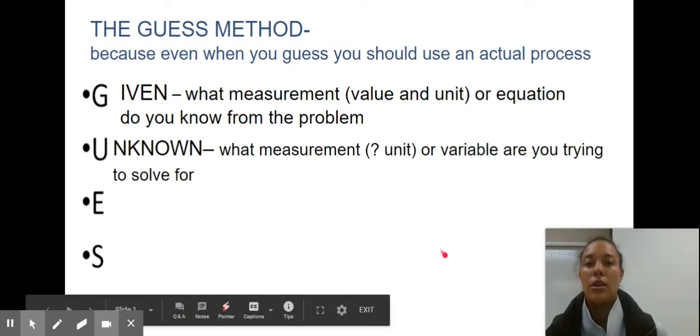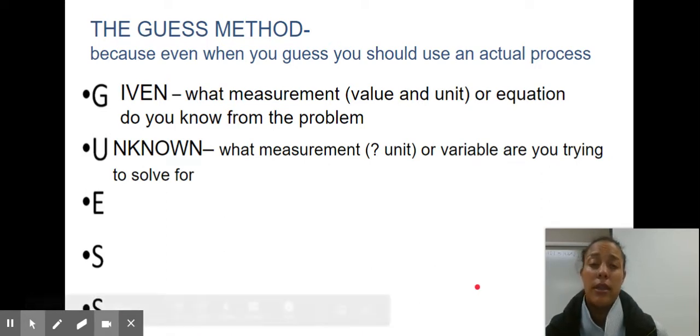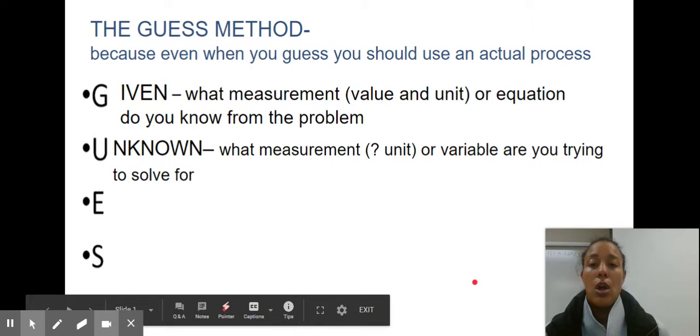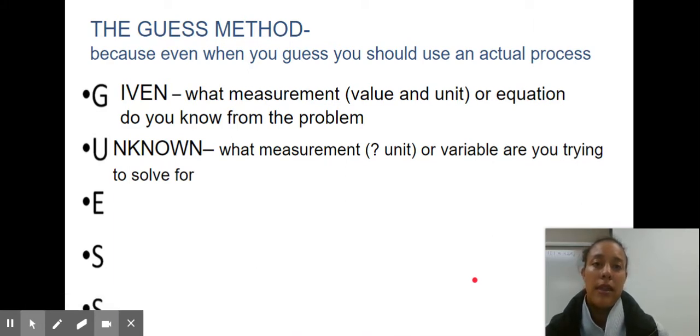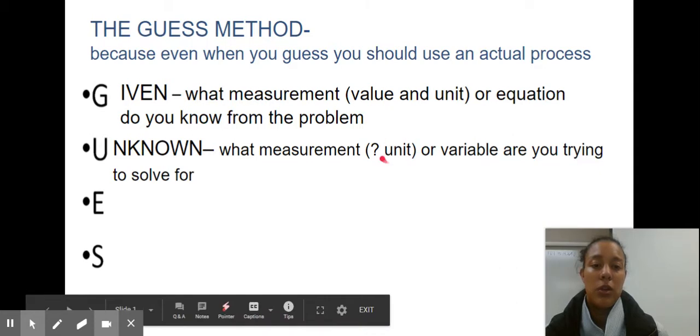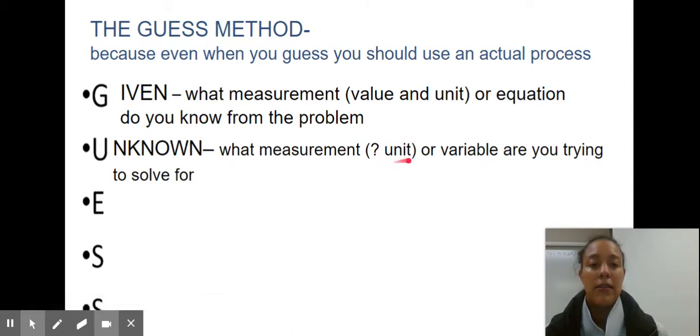U stands for unknown. So what measurement is it that you are trying to solve for in the actual problem? When you do this, identify that specific variable and then also include the specific unit that you think you're going to end up with in the end. If you can identify the ending unit as part of your solution right away, it helps you with the general setup, and kind of takes a little stress off your back in the end.